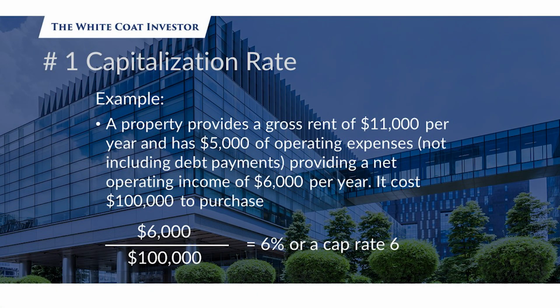So as an example, the cap rate equals the net operating income, or NOI, over the value of the property. A property that provides gross rent of $11,000 per year and has a net operating income of $6,000 per year, if it costs $100,000 to purchase, is a 6% or a cap rate 6 property. A really low capitalization rate would be something like 2 to 4%. A really high one would be something more like 10 to 15%. Low cap rate properties may not be bad investments, and high cap rate properties may not be good ones.